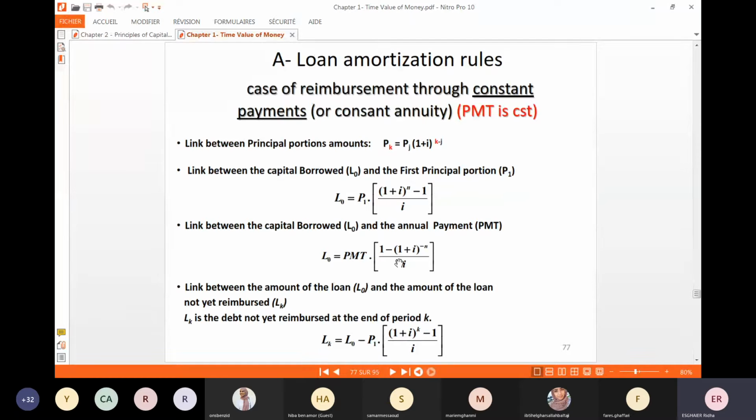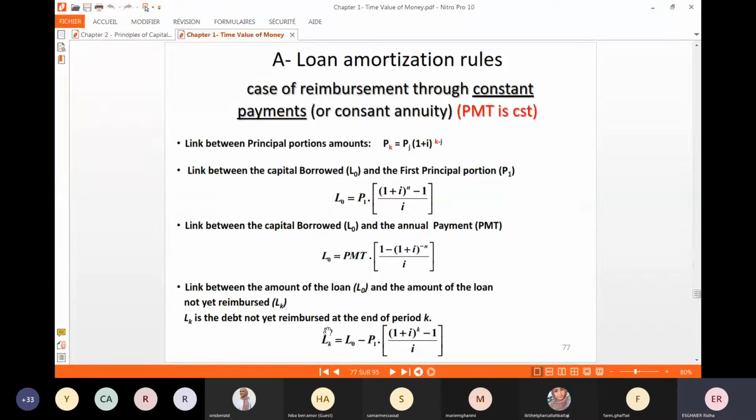To see the link between the amount borrowed and the first principal portion, we use this formula. This is the link between the principal portions, and this is how to compute the amount of the loan not yet reimbursed at any date k we want. And we do an application for this.